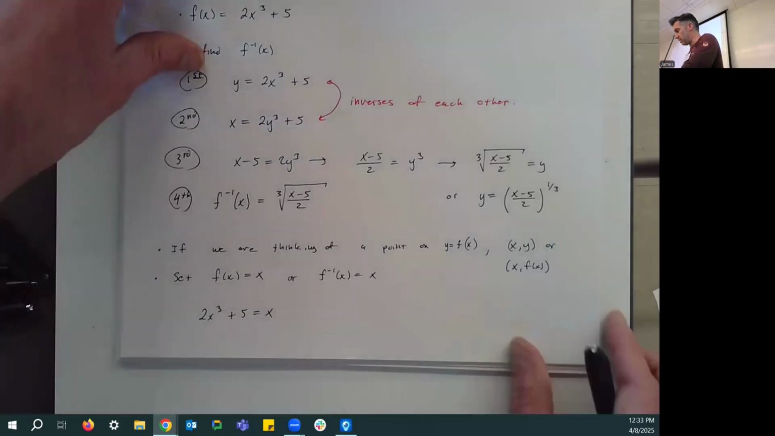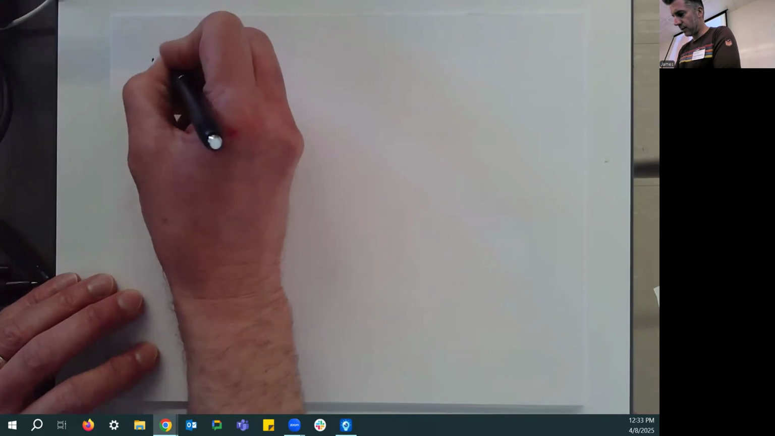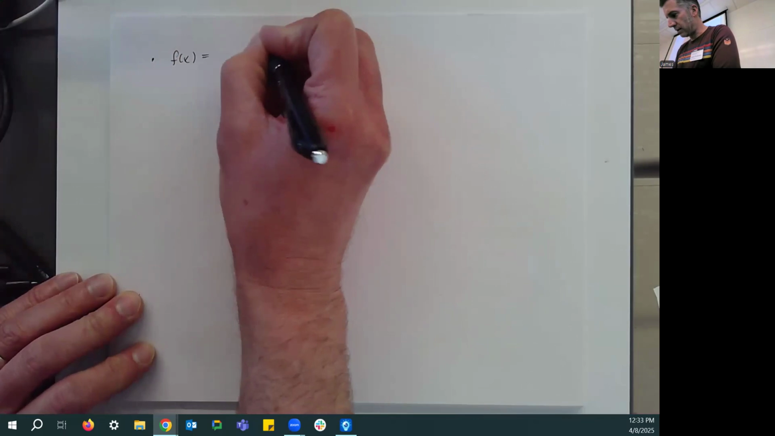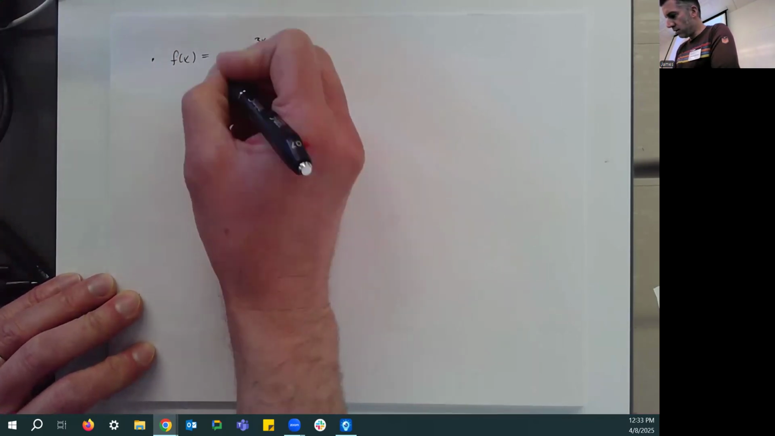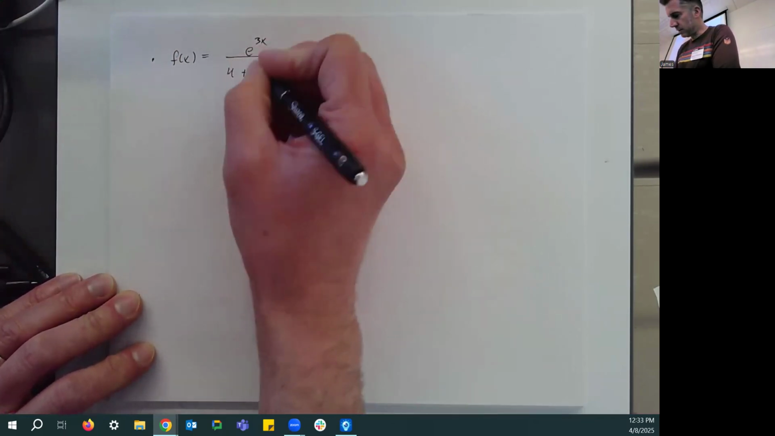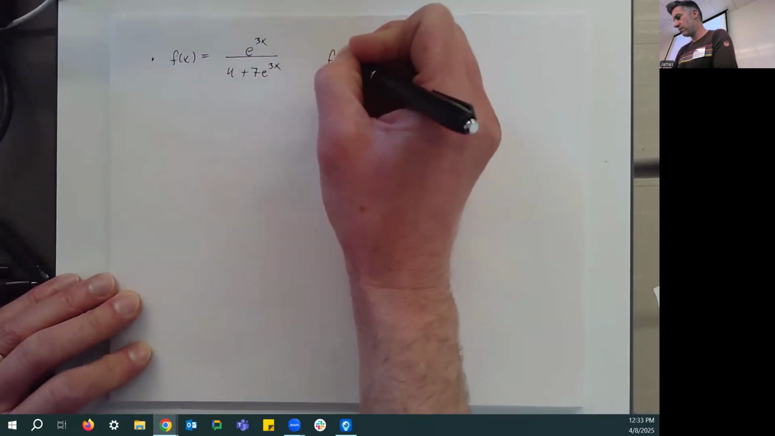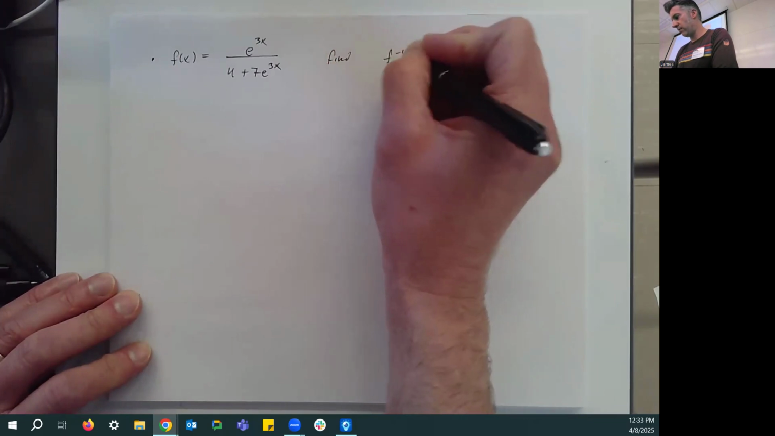Okay, let's look at one more example here. So let's look at something like the following. Let's say our function f of x is equal to e to the 3x divided by 4 plus 7e to the 3x. We want to find f inverse of x.